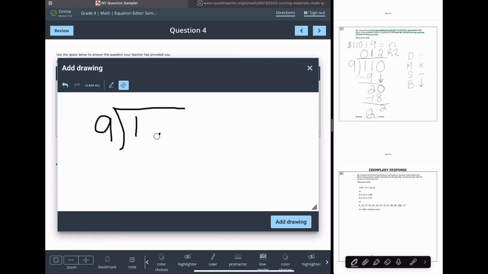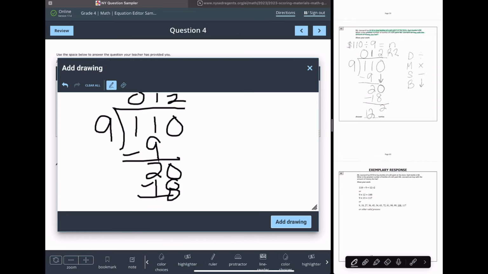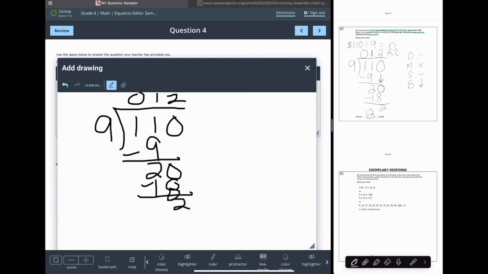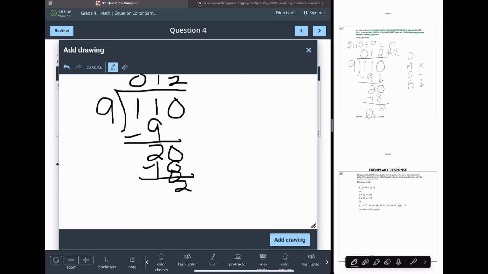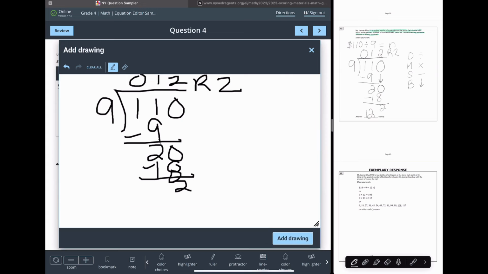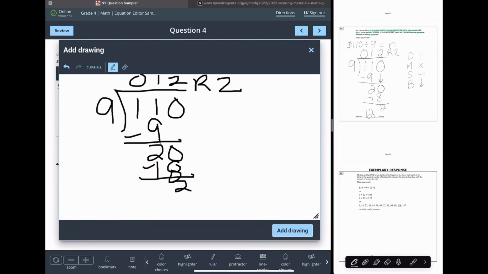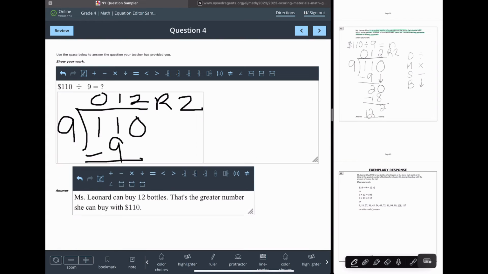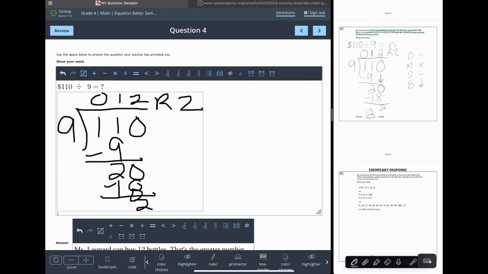Eraser. And now I'm just copying what I did in my work on the paper. And I can bring this down, that's okay. So if you need more space, you can hit those 3 little lines to drag it. And I can put add drawing and drag it down. So now I can see my work.